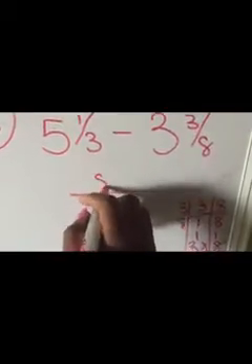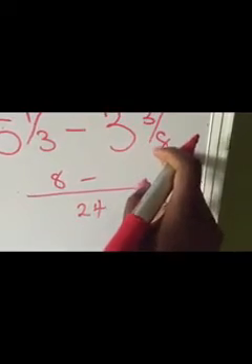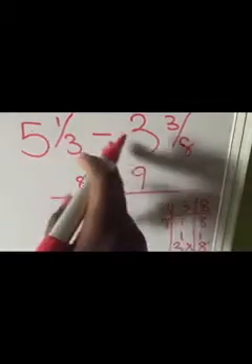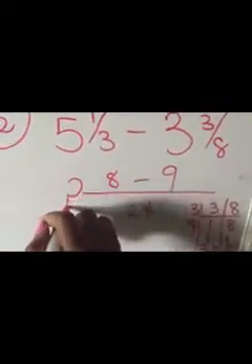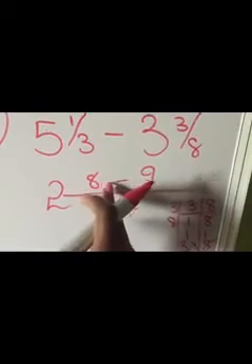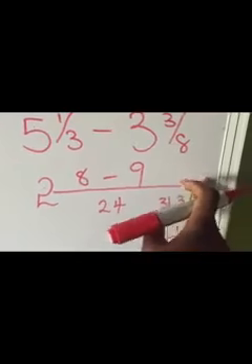8 times 1, 8. Minus 24 divided by 8 is what? 3. 3 times 3 is what? 9. Let's not forget this. 5 minus 3 is 2. The whole numbers. Because this number here is less than this number, 8 minus 9 gives us minus 1, and our answer cannot be minus 1.